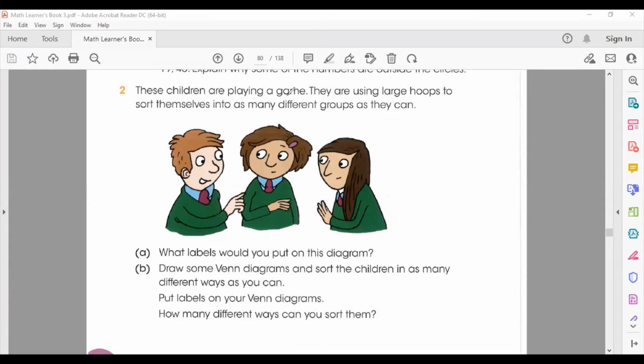You can put any label like according to their same features, like their eye color, hair color, and their jacket, their dress. So according to their features, they can make a diagram. Question number B, and draw, no need, second part. Let us move to the next.